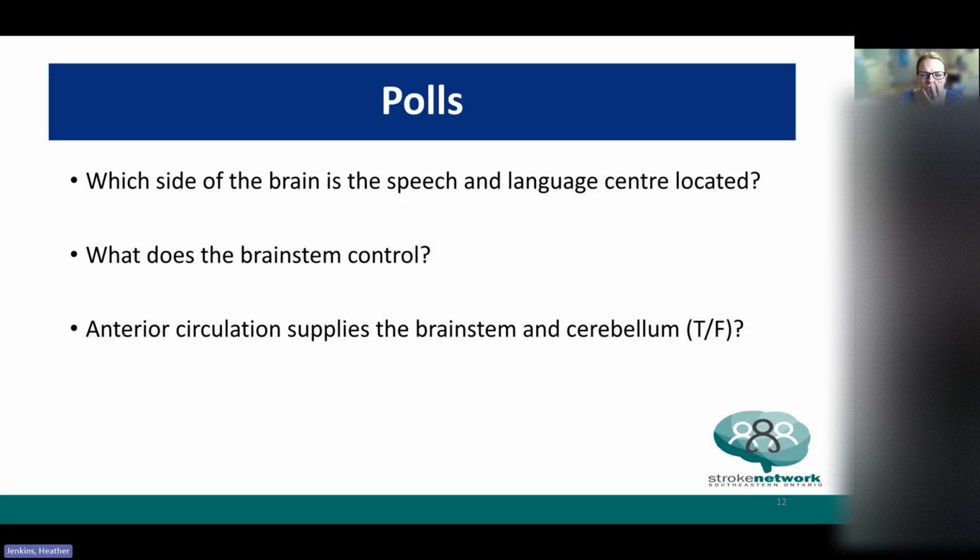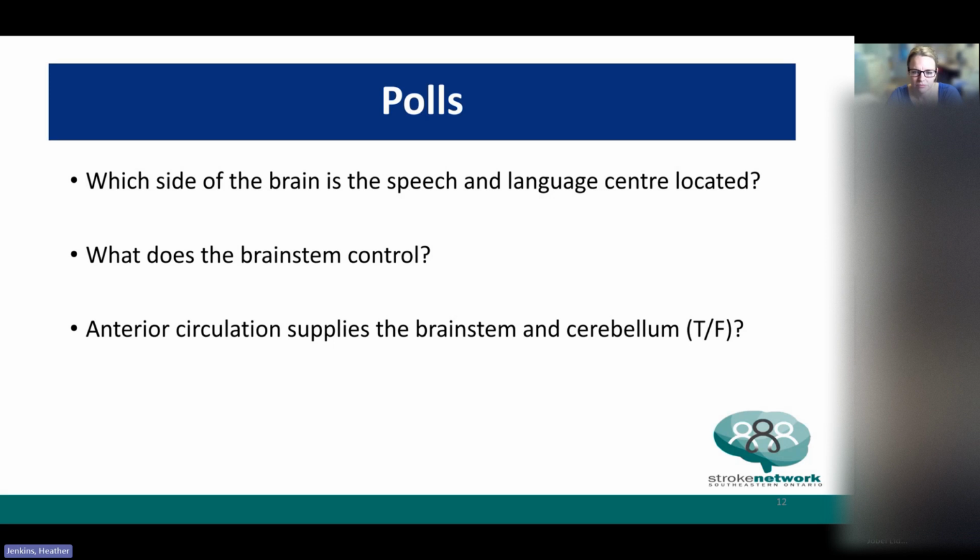Okay, so just making sure everybody's awake here. We'll do these one at a time. Pop in the chat for me, just a quick reminder, which side of the brain is your speech and language center located on? First right answer wins. I see left. Perfect. And what about your brainstem? What does it control? Throw a few words out at me. Heart rate, respiratory rate, autonomic function. Yeah, you got it. All those vital functions that keep us alive.